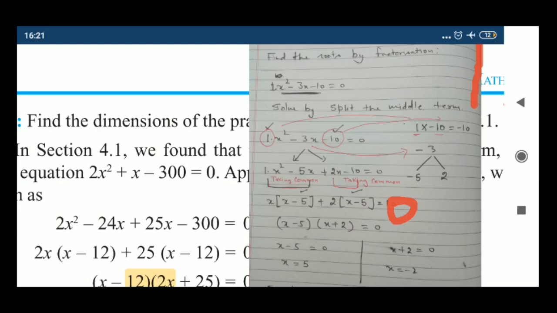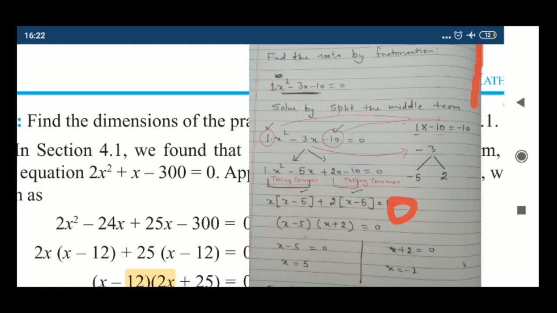In the second step, you can see that after splitting the middle term, our equation will be x square minus 5x plus 2x minus 10 equals 0. After this, you will take the first two terms and see what is common, and clearly x is common, and inside the bracket x minus 5 is there. From the last two terms, 2 is common, and again we get x minus 5 inside the bracket, equals 0.